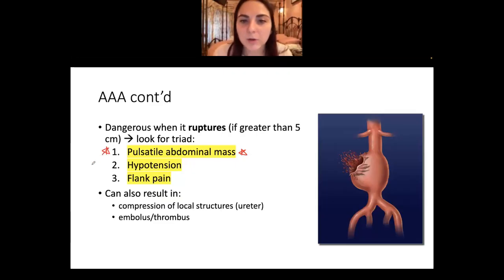And the triad you're going to want to look for, I think just having a pulsatile abdominal mass is enough for me to think it's an AAA. If you have a pulsatile abdominal mass, obviously that's your aorta. Hypotension and then flank pain, because again, I forget what the retroperitoneal structures are, but I think the abdominal aorta is retroperitoneal. I'm pretty sure. So that's why you'll get back pain.